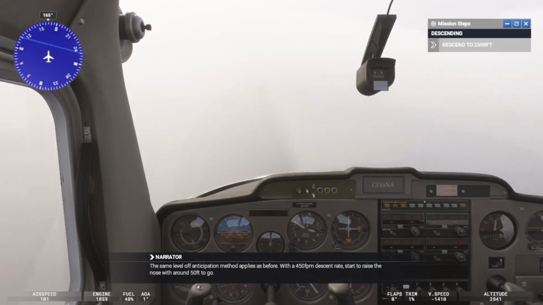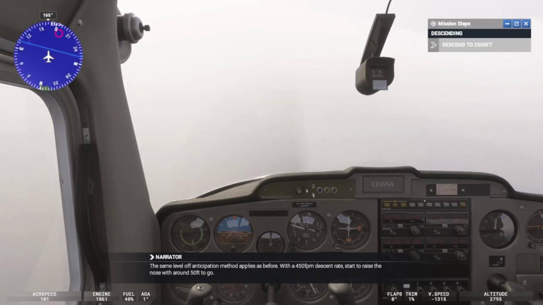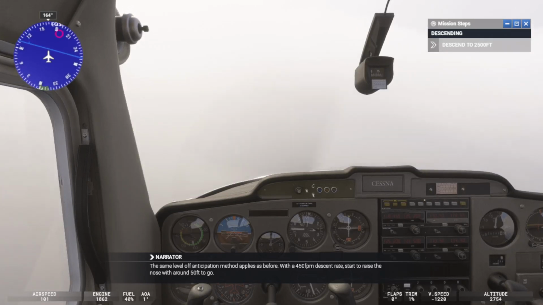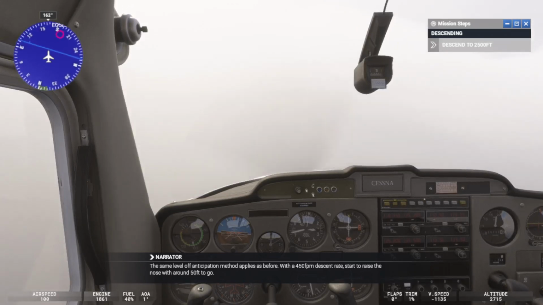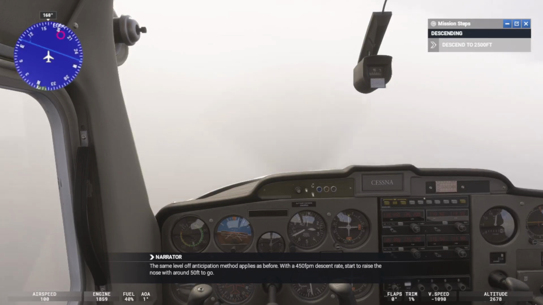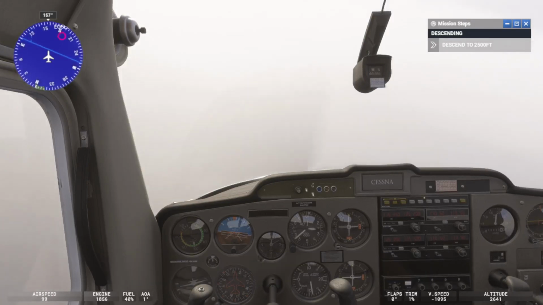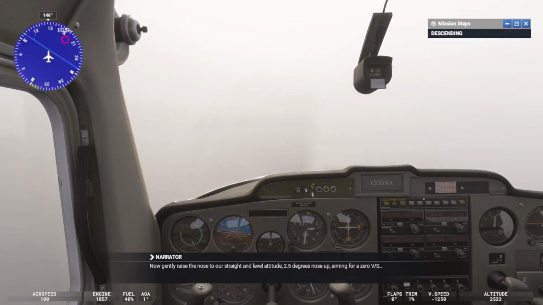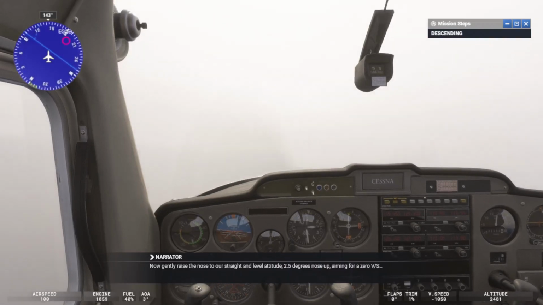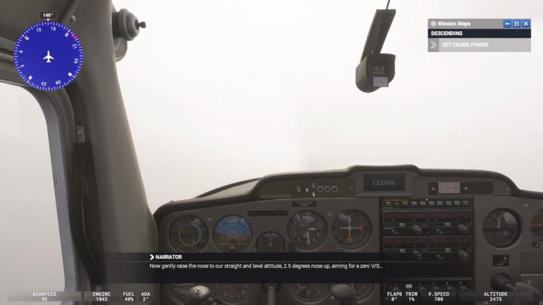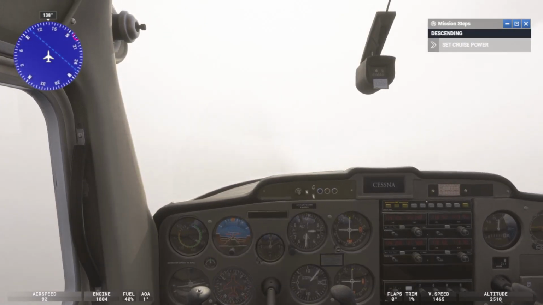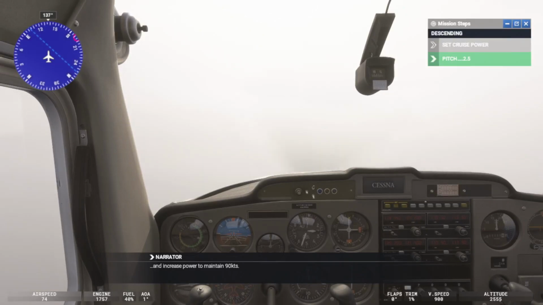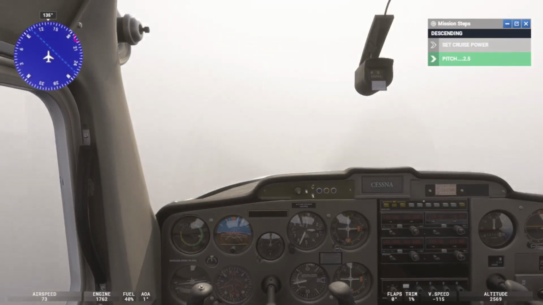The same level of anticipation method applies as before. With a 450 feet per minute descent rate, start to raise the nose with around 50 feet to go. That'll be 2,550 feet. Now gently raise the nose to our straight and level attitude, 2.5 degrees nose up, aiming for a 0 vertical speed. And increase power to maintain 90 knots.